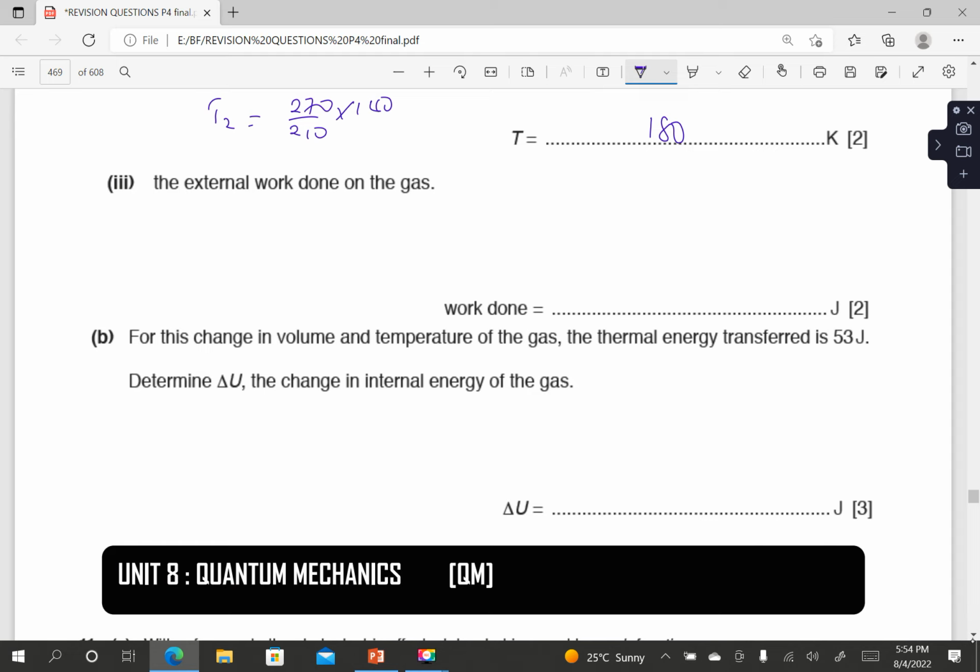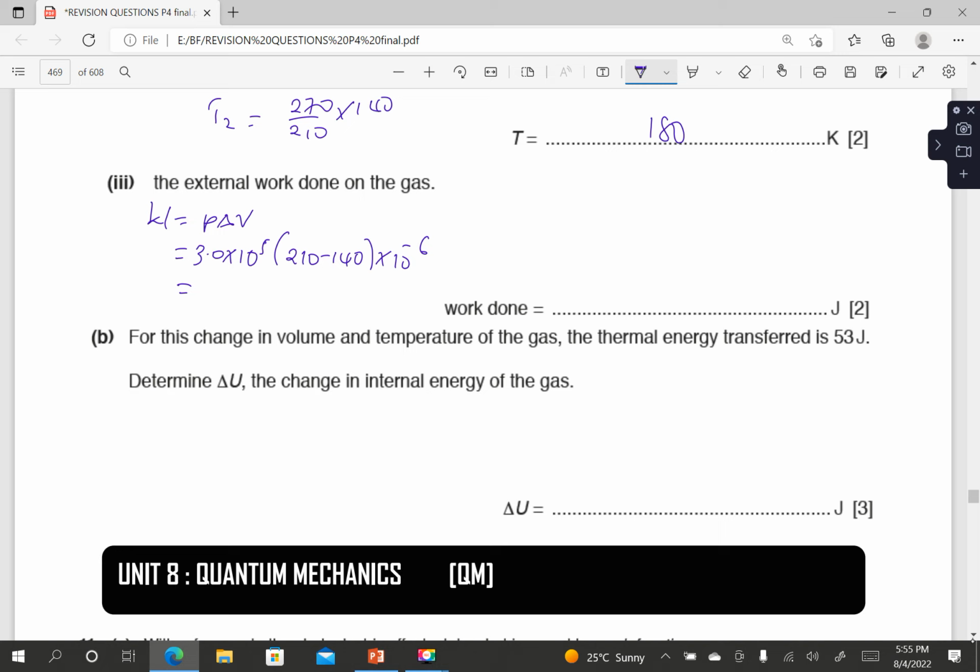Okay, the external work done on the gas. Because the volume is changing, there is an external work done on the gas. But the volume is decreasing, so the work done is of course positive. So I will say work done is equal to pressure times change in volume. The pressure is 3.0 times 10 power 5 from the diagram. Then the change in volume is 210 minus 140, times 10 power negative 6 to change it to meters cubed.